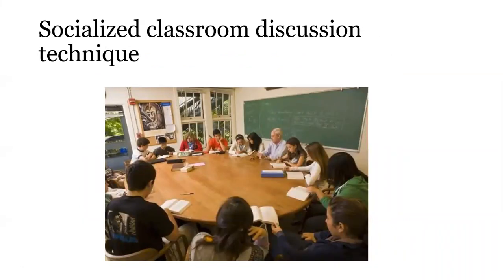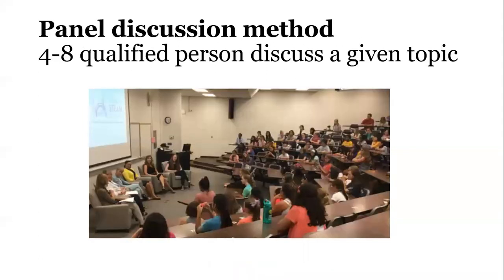Then you have the socialized classroom discussion. This one works very well, as you see in the image, where the entire classroom sits down at a round table and discusses something. This would be very good if, first of all, you have a small classroom which can afford everyone to sit together and discuss something, and you know that others are not going to overpower other members of the group. So this one would be extremely good.